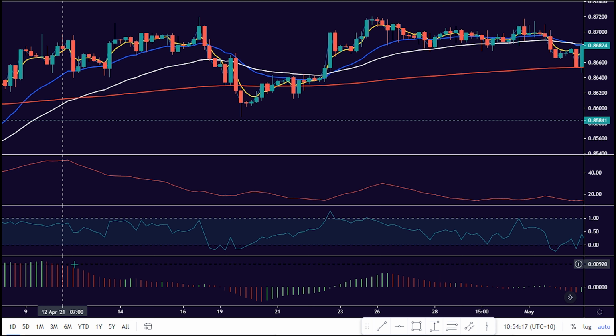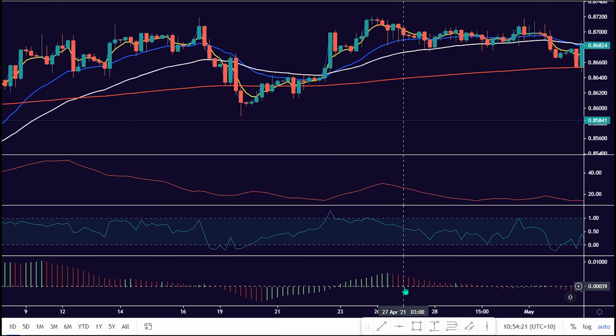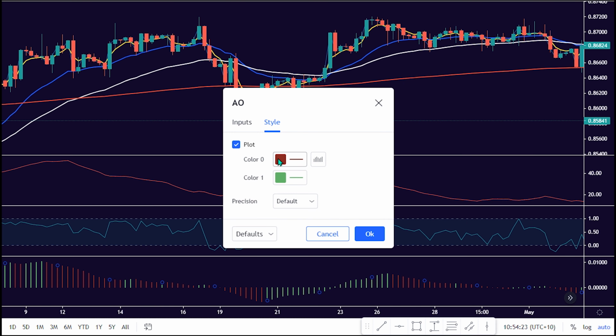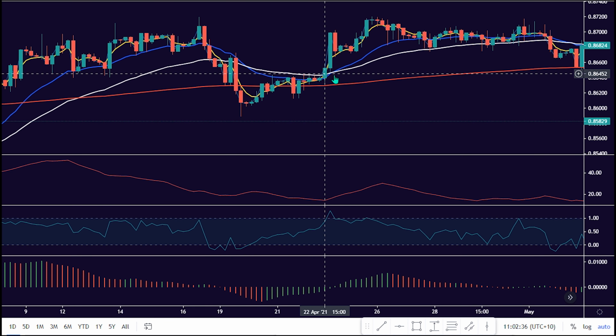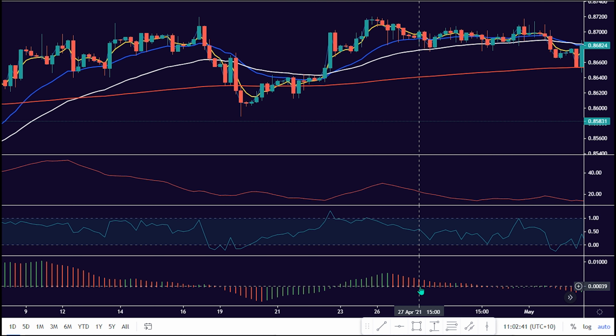While the fourth indicator is the histogram lines here, which is the Awesome Oscillator. There's nothing much on the Awesome Oscillator parameter settings. How can we combine all these indicators for an effective trading strategy?